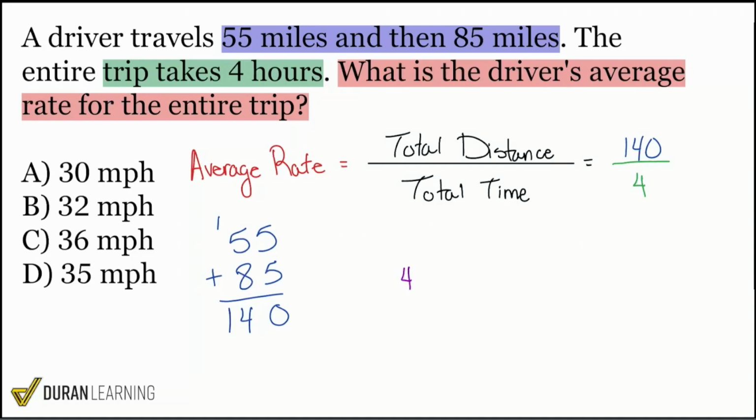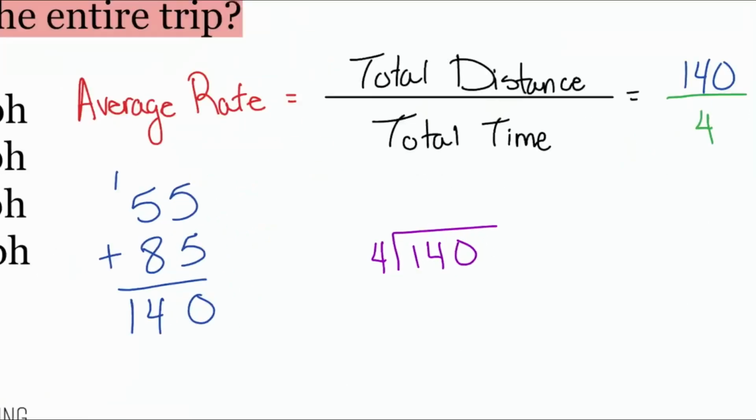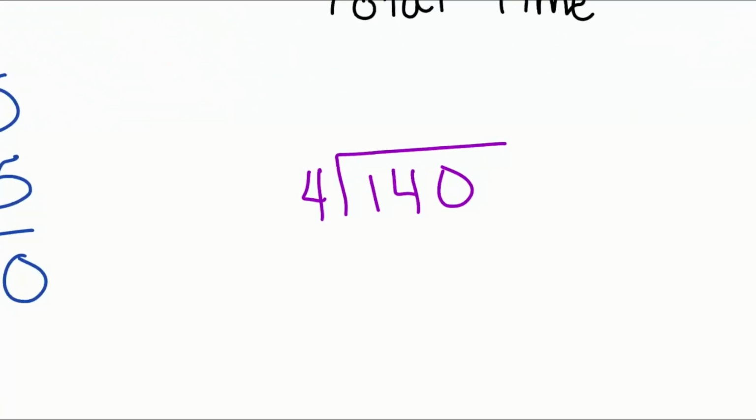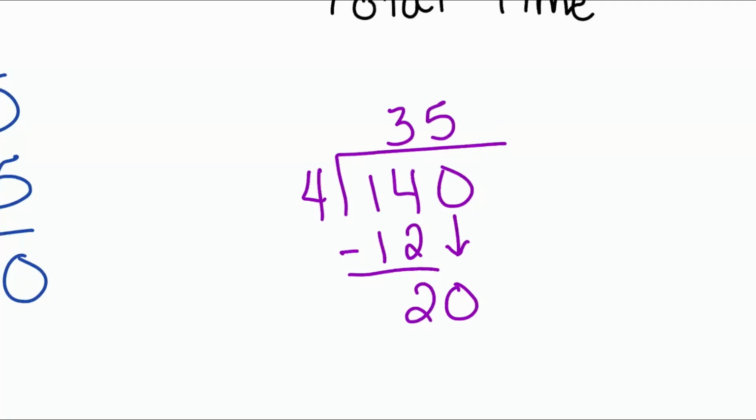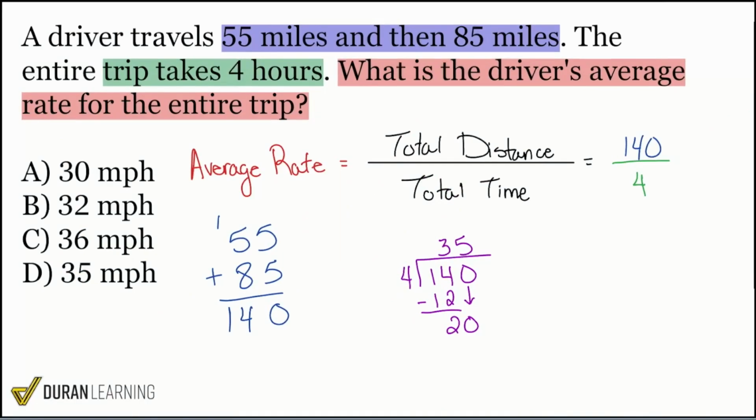We can go ahead and just do some long division. 4 going into 140. And we'll have 4 goes into 1. It doesn't. 4 goes into 14 3 times. 3 times 4, that'll be 12, giving us 2 left over. And after we drop that 0 that's right there, we have 4 going into 20, and that will be 5 times. And so there we go. We have 4 goes into 140, 35 times. Let me zoom on out here, and that'll be 35 miles per hour. And that's why here the correct answer is D, 35 miles an hour.